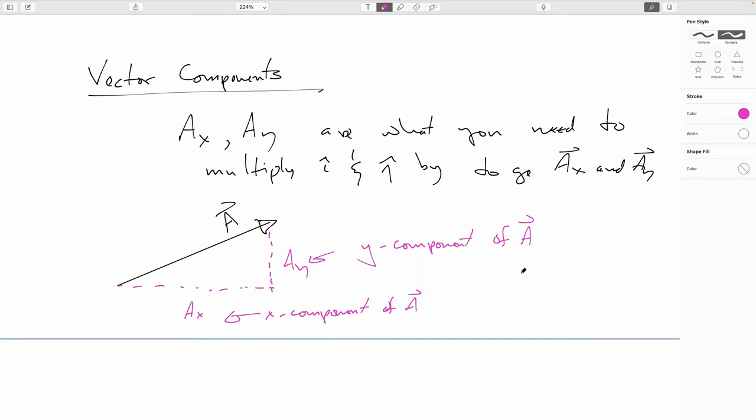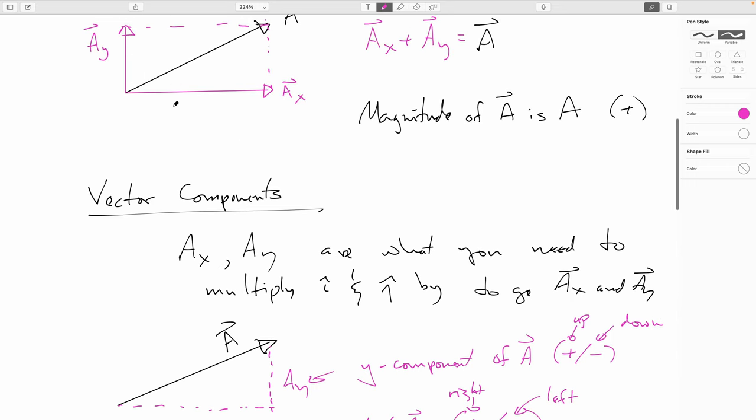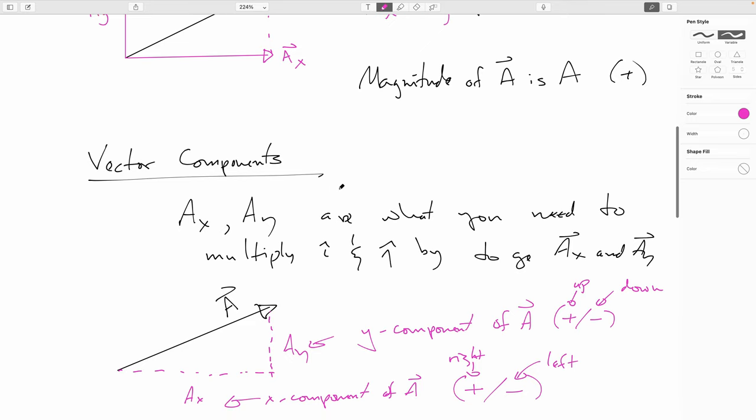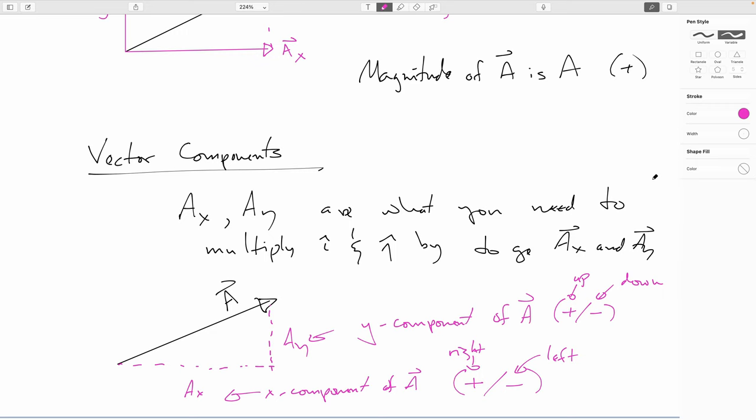And importantly here, these quantities can be positive or negative. If it's positive, it's pointing to the right or east or whatever. And negative would be left or west or whatever. And similarly, this could be positive or negative. This would be up or down, or north and south. So even though we write this like it was the magnitude of A_x and A_y, that isn't quite right. It's the number you need to multiply i hat or j hat by to get the component vector. The notation is maybe just a shade confusing, but you get used to it pretty quickly.